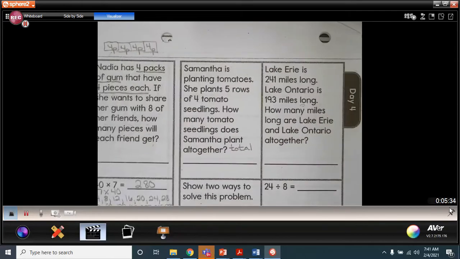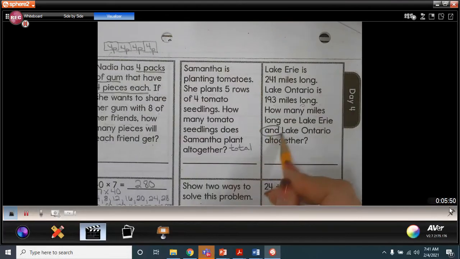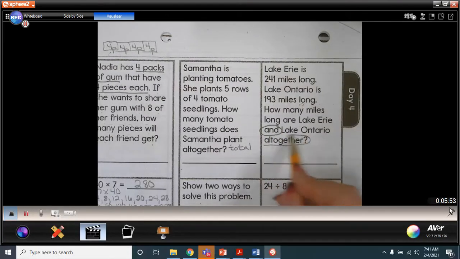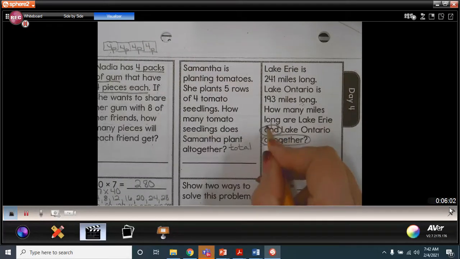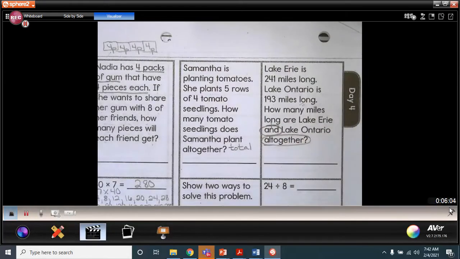Let's look at the second word problem. There's 2 word problems this morning. Lake Erie is 241 miles long. Lake Ontario is 193 miles long. How many miles long are Lake Erie and Lake Ontario all together? So what this tells me is I need to do what? If they're saying all together, we're going to put these 2 amounts of these lengths together.